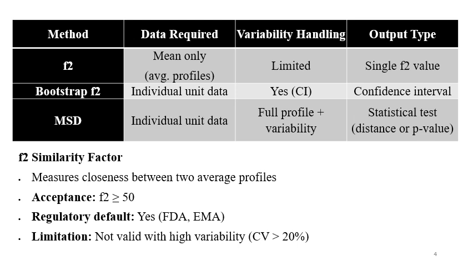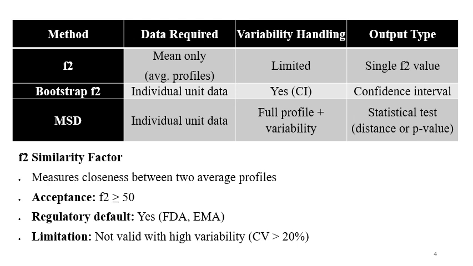Then is the bootstrap F2. In bootstrap F2, the individual unit data is required and it can handle the variability. The output of the bootstrap F2 is confidence interval. Then coming to the MSD method, it requires individual unit data and it compares full profile plus variability. And output of MSD method, as it is a statistical test, it provides you the distance or simply a p-value.